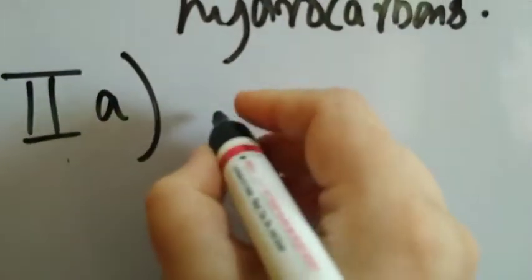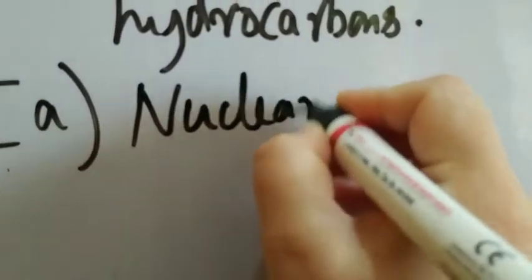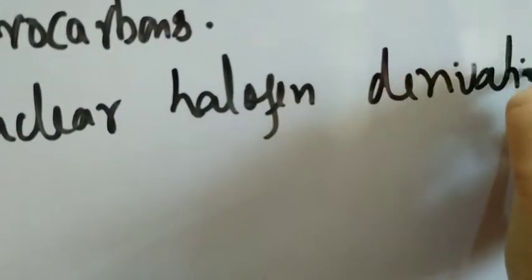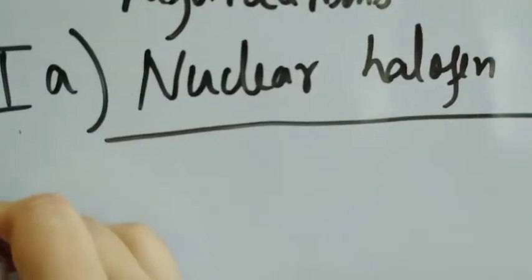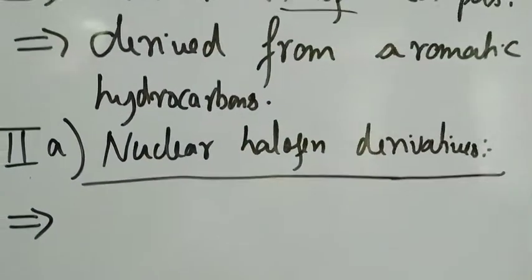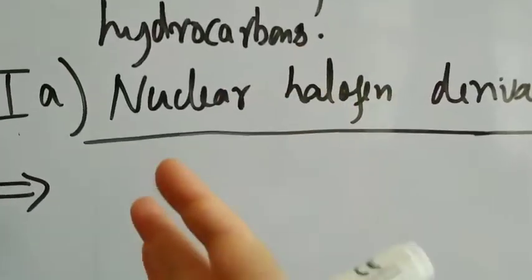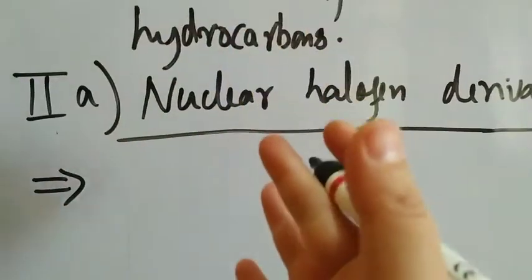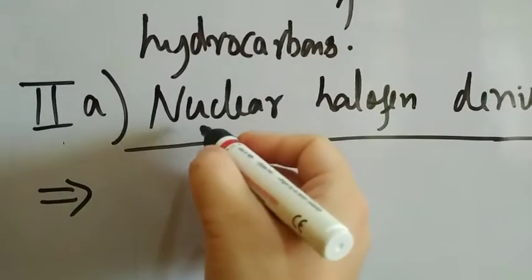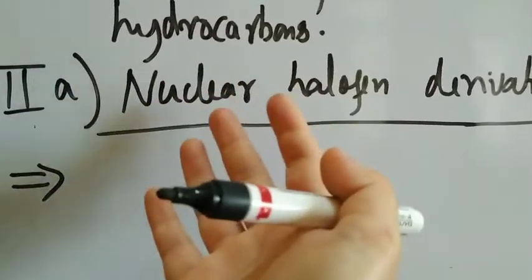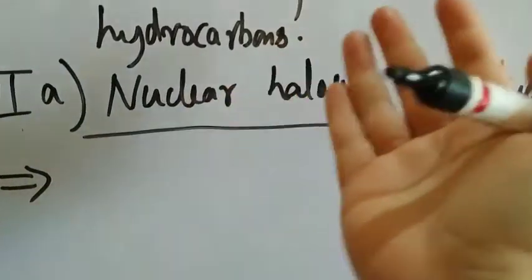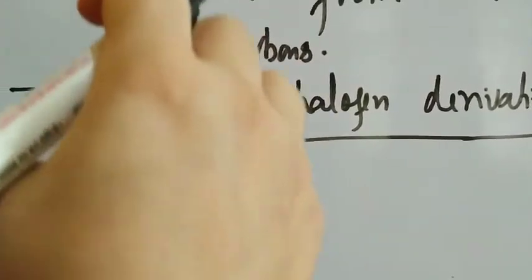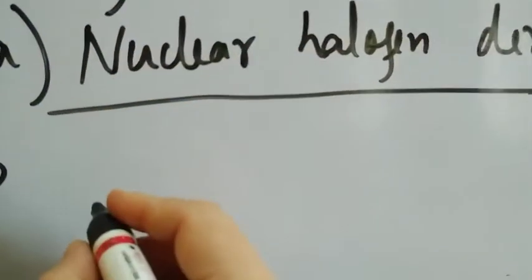Our second A is nuclear halogen derivatives. Very simple to remember. Nucleus, in aromatic compounds, is considered to be the benzene ring, or the ring. The ring is the nucleus, the center of the aromatic compound, right? It is because of the properties of that ring that the compound is aromatic. That is why, if we want to be a little dramatic, that ring is the heart of the aromatic compounds. That is why it is called the nucleus of aromatic compounds. Nucleus stands for center of aromaticity, right?